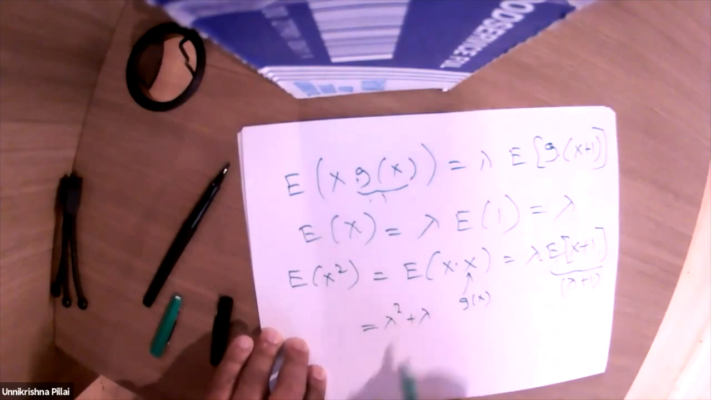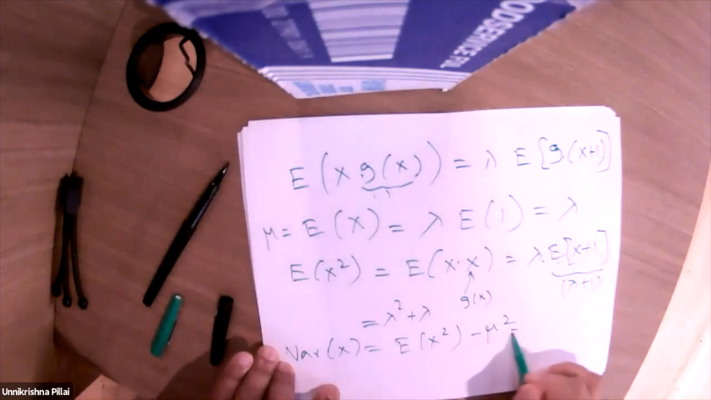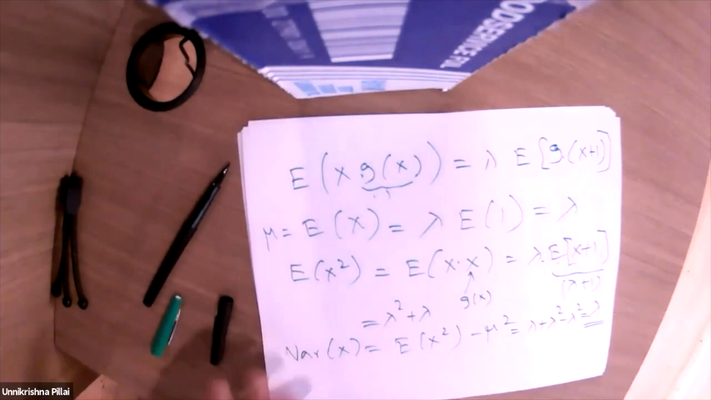So from here you get the variance of x is the expected value of x squared minus mu squared. So this is your mu. Mu is lambda. So this is going to be lambda plus lambda squared minus lambda squared. So that's also lambda. So for a Poisson random variable, mean and variance are the same.